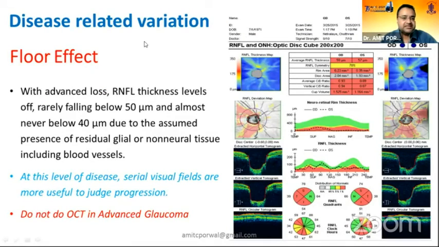Now coming to the disease-related variation, you have the floor effect. Now what is this floor effect? With advanced loss, the RNFL thickness rarely goes below 50 microns and almost never below 40. So due to the assumed presence of residual glial and non-neuronal tissue, including the blood vessels, you get at least 40 micron thickness as the RNFL, but never less than that. So at this level of disease, there's no point in getting serial OCT done. What is more important is you should get visual fields done. So do not use OCT in advanced glaucoma. You have to monitor through your visual fields. Now this is called floor effect.